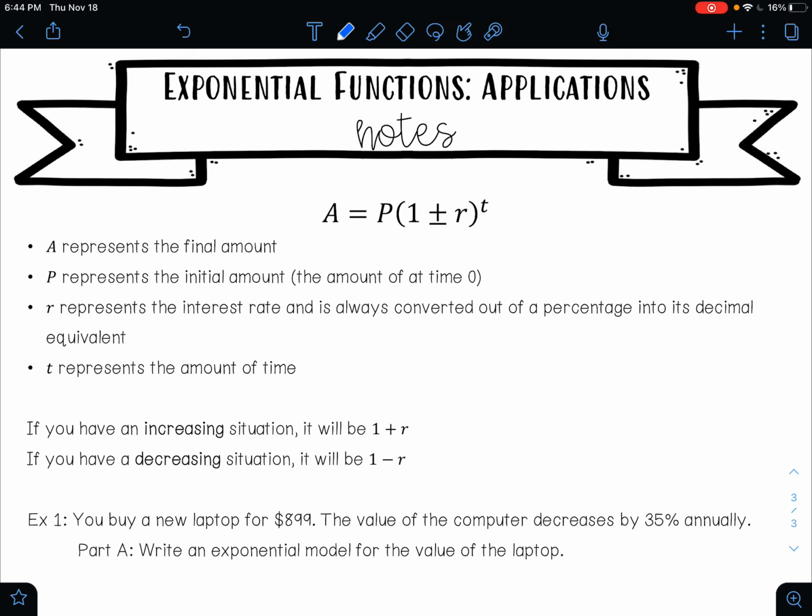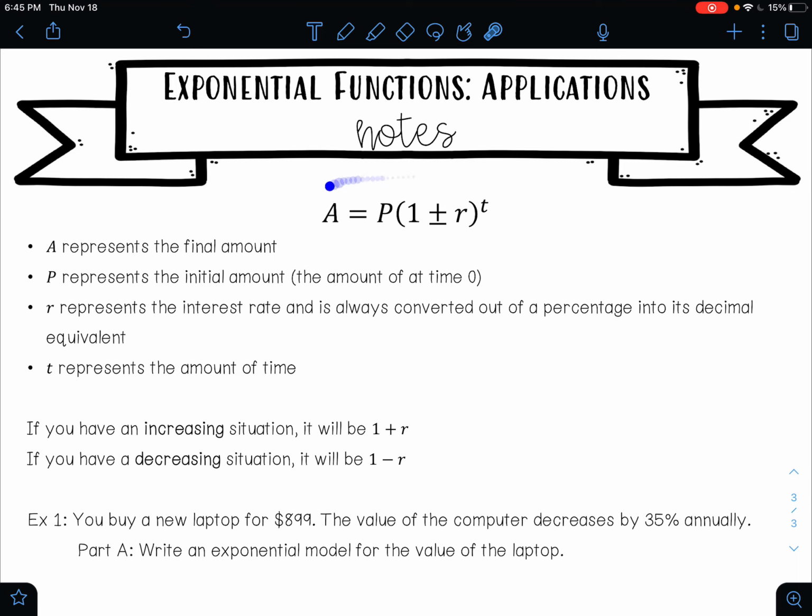In this video, we are going to talk about exponential word problems. Here we can have increasing or decreasing situations. Now this formula looks similar to the compound interest formula, but we only use the compound interest formula when we're talking about money that is being compounded. So if we don't have any compound interest, then we don't use that formula. This formula right here is used for increasing and decreasing exponential situations.